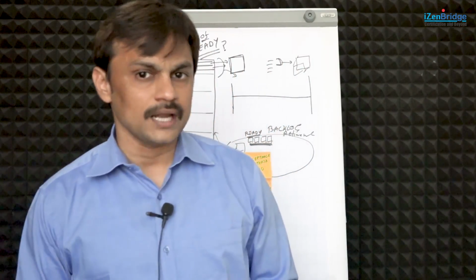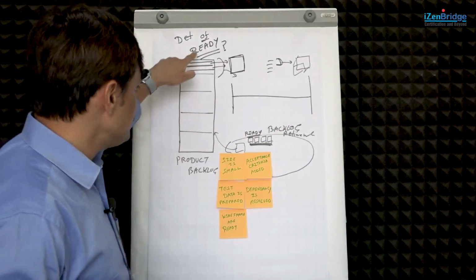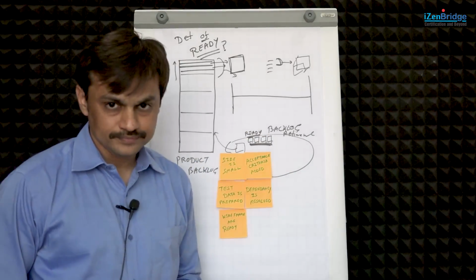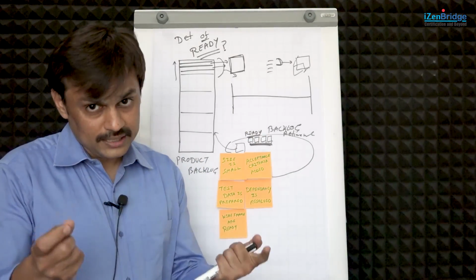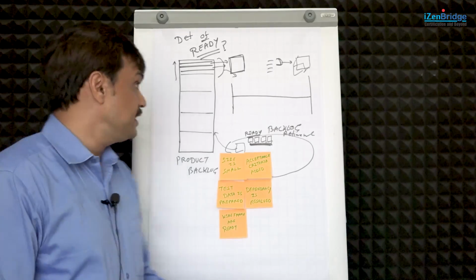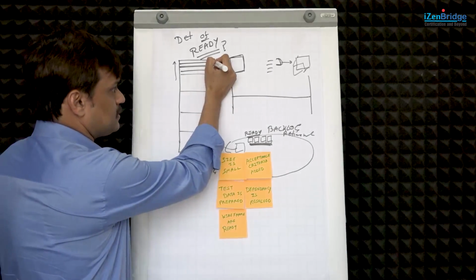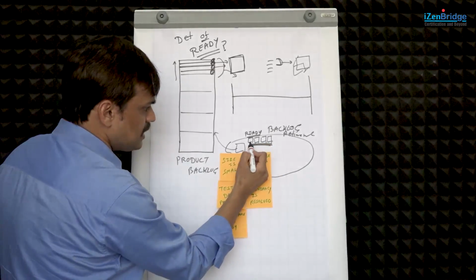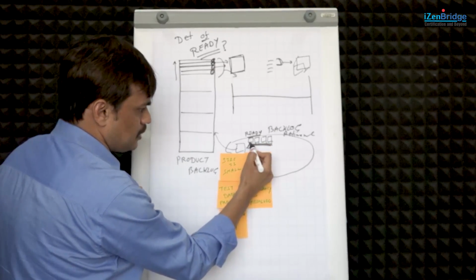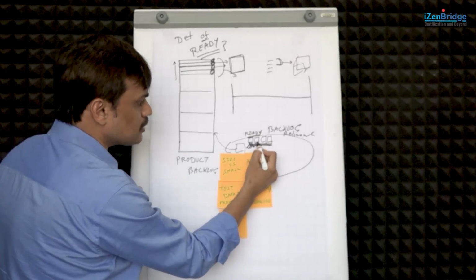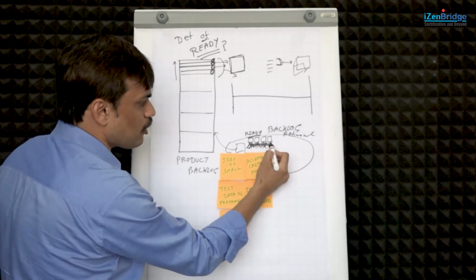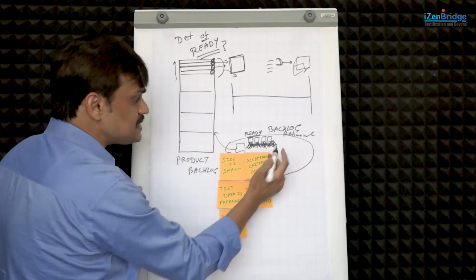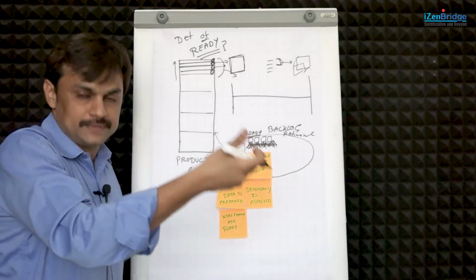I also find people asking what is the difference between definition of ready and acceptance criteria. You might have got the idea already, but I am still clarifying. If I have multiple items here, these 4 items, they will have their own acceptance criteria. So, definition of ready is not including the acceptance criteria of all the 4 items. What we are saying is the items should have an acceptance criteria.